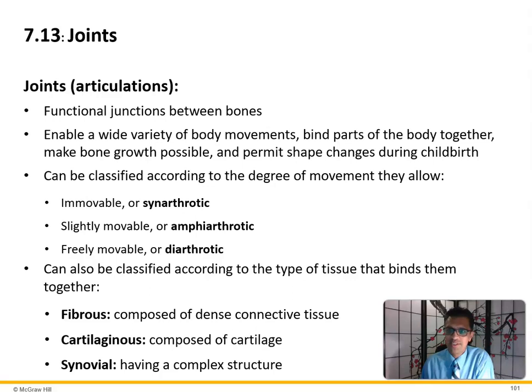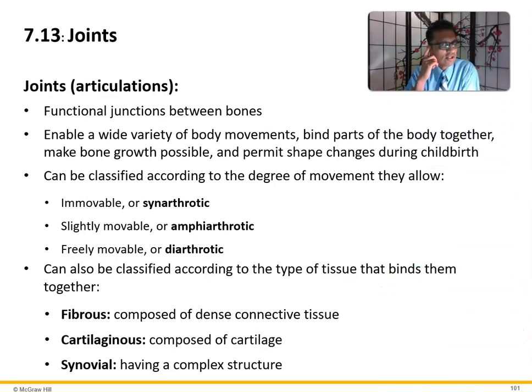Alright, so what are joints? Joints are articulations, functional junctions between bones. They enable a wide variety of body movements, bind parts of the body together, make bone growth possible, and permit shape changes during childbirth. They can be classified according to the degree of movement they allow. Immovable means synarthrotic. Syn means unable to, arthrotic is joint. Slightly movable is amphiarthrotic, and freely movable is diarthrotic.